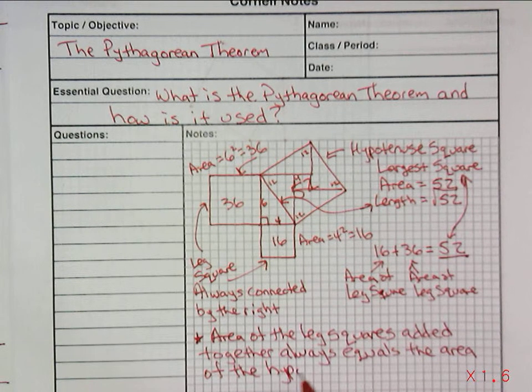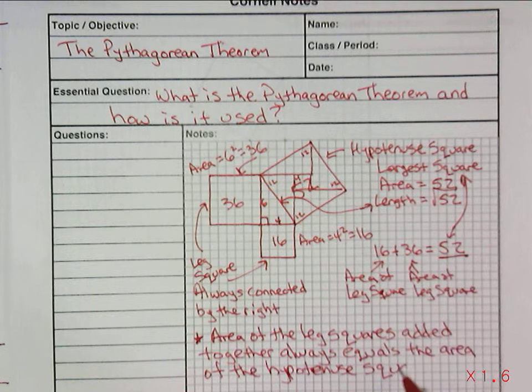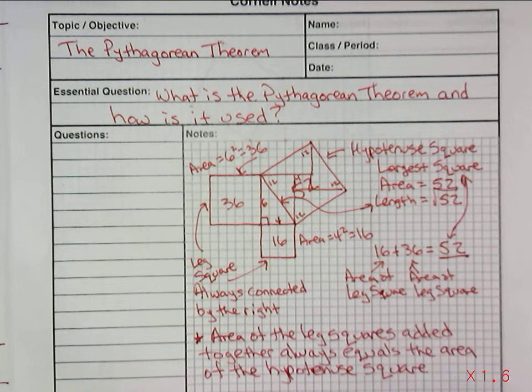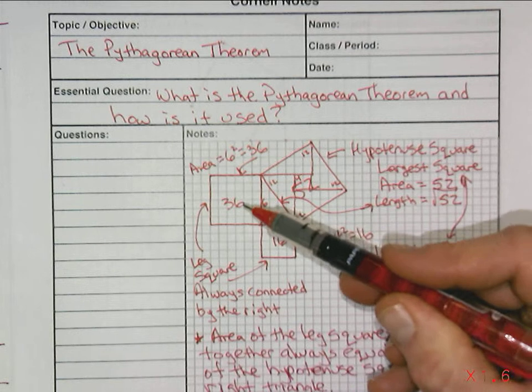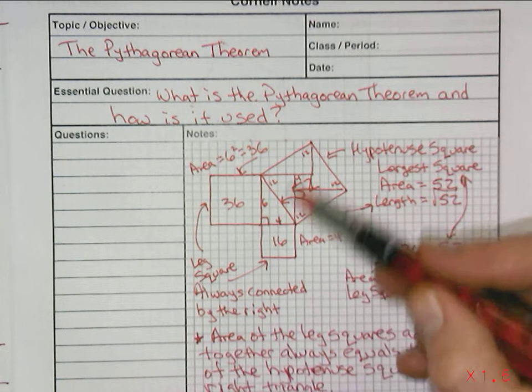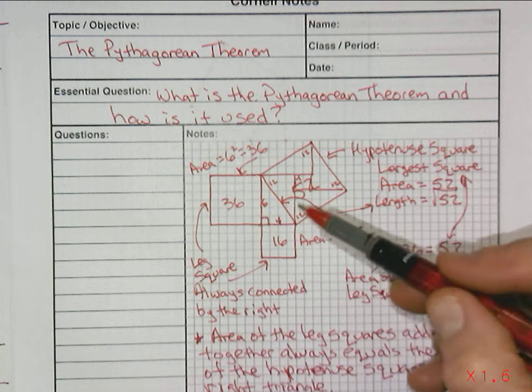So that hypotenuse square area, so the area of the leg squares added together always equals the area of the hypotenuse square of a right triangle. That's what the Pythagorean theorem basically tells us, is that if we take this area plus this area, the 16 plus the 36, it will give us the area of this hypotenuse or larger square.